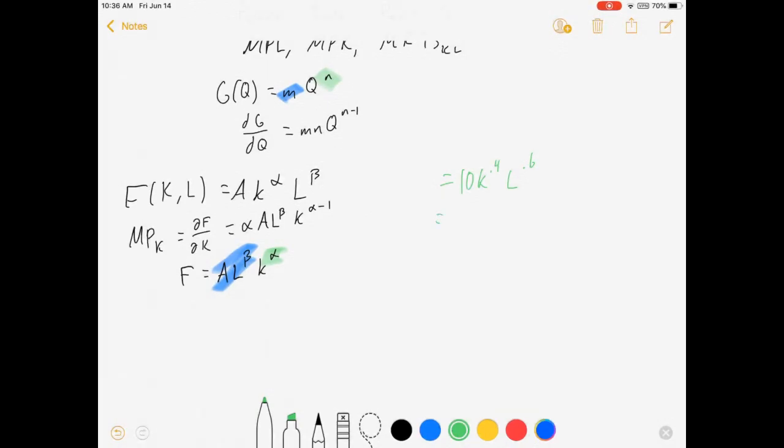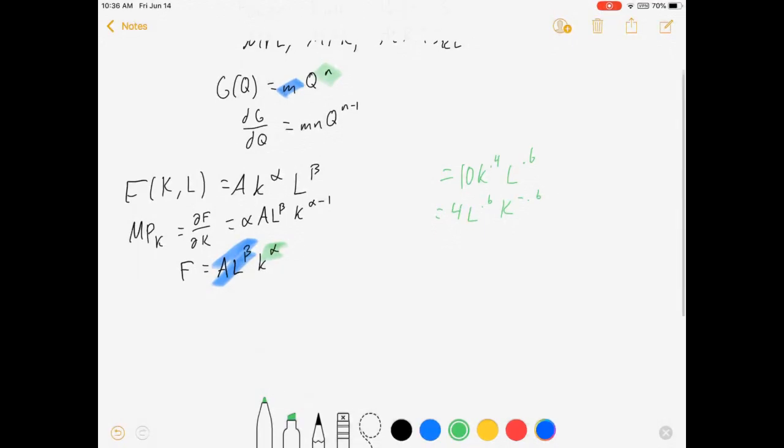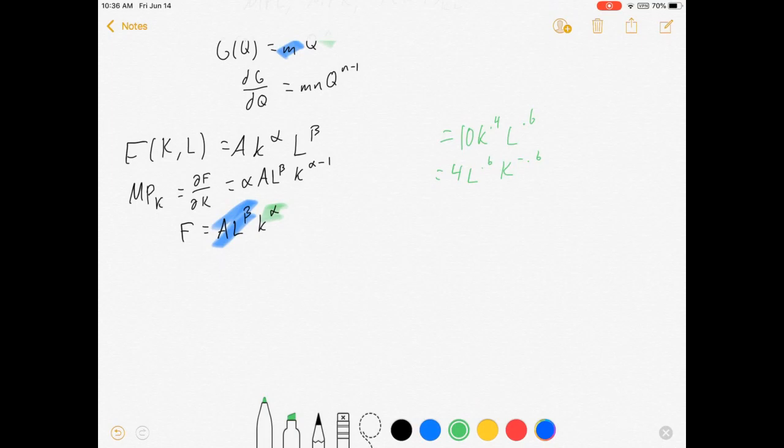To go a little bit farther, what is it going to look like over here? 0.4 times 10 is 4. L to the 0.6, K to the -0.6. That's my MPK. So let's talk about my MPL now.